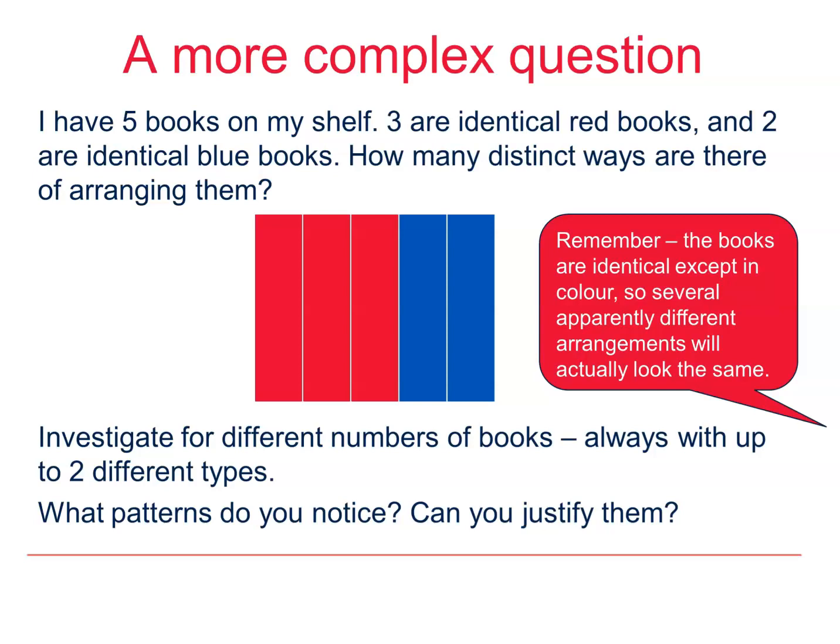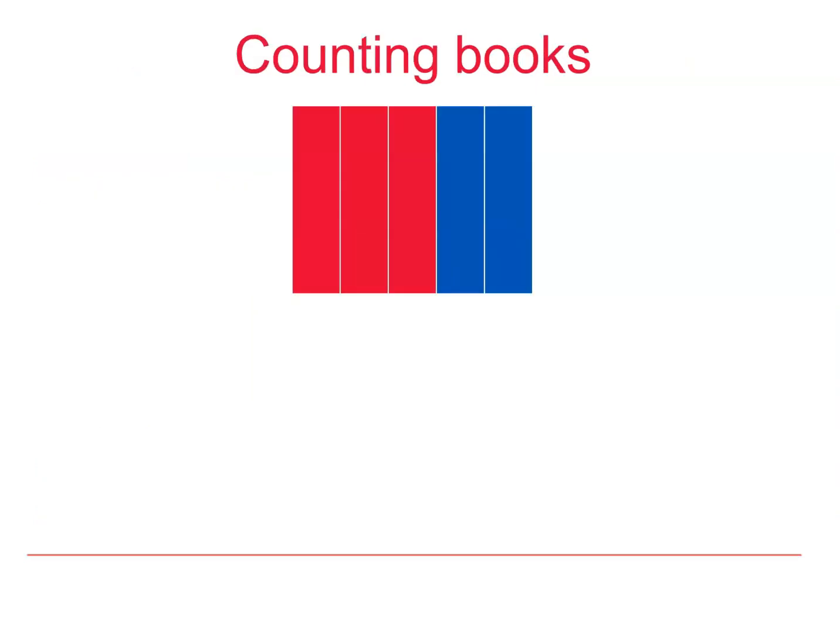OK. There are several ways you might have counted the number of combinations of 3 red and 2 blue books. Here is one method. There are 5 factorial ways of choosing the 5 books, but some ways appear identical. For each distinct arrangement, for example, as we have here, red, red, red, blue, blue, there are 3 factorial ways I could have chosen the 3 red books, and 2 factorial ways I could have chosen the 2 blue books.